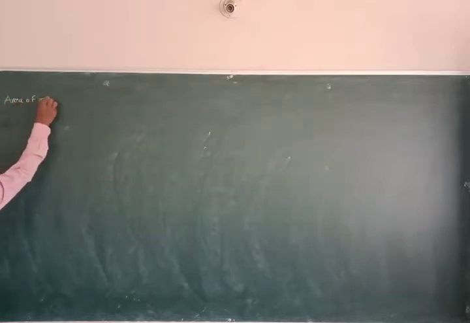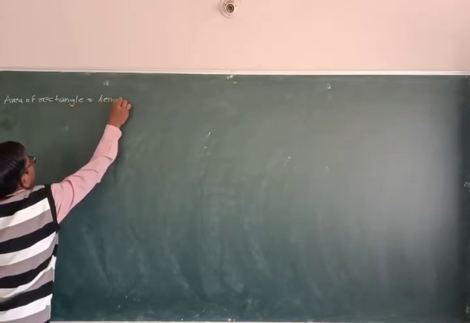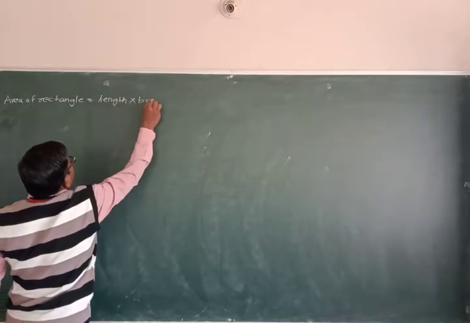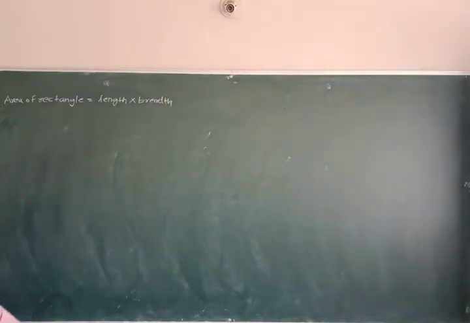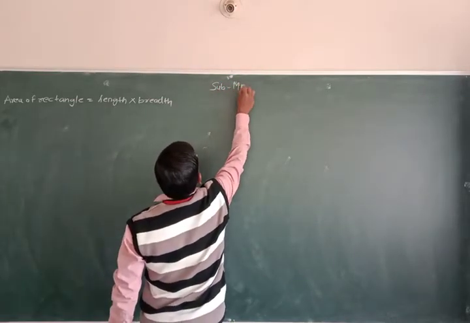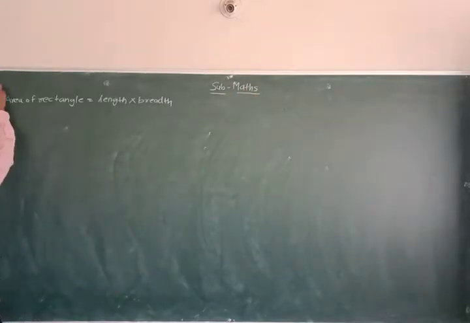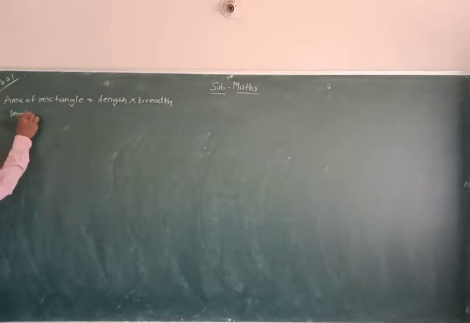Area of rectangle is equal to length multiplied by breadth. When you want to find length by using this formula, area of rectangle is equal to length multiplied by breadth.